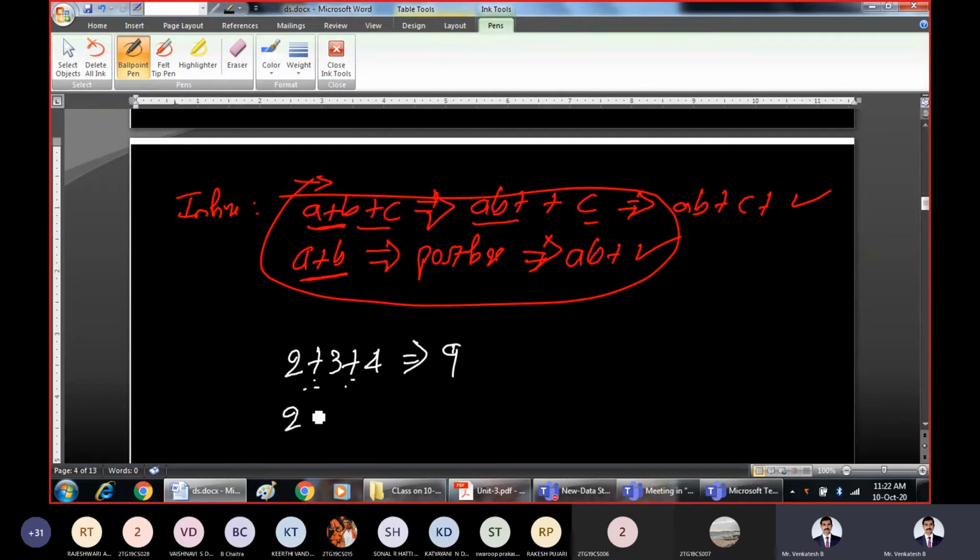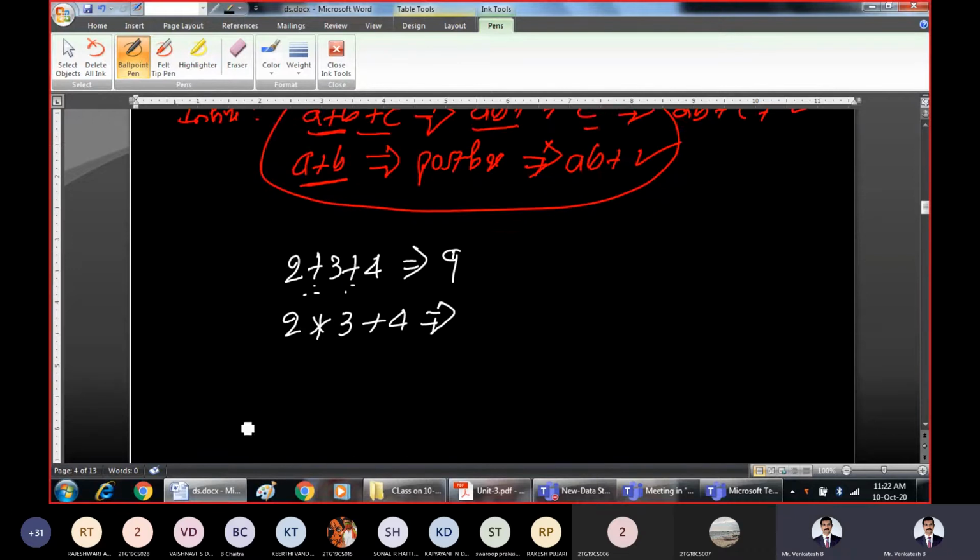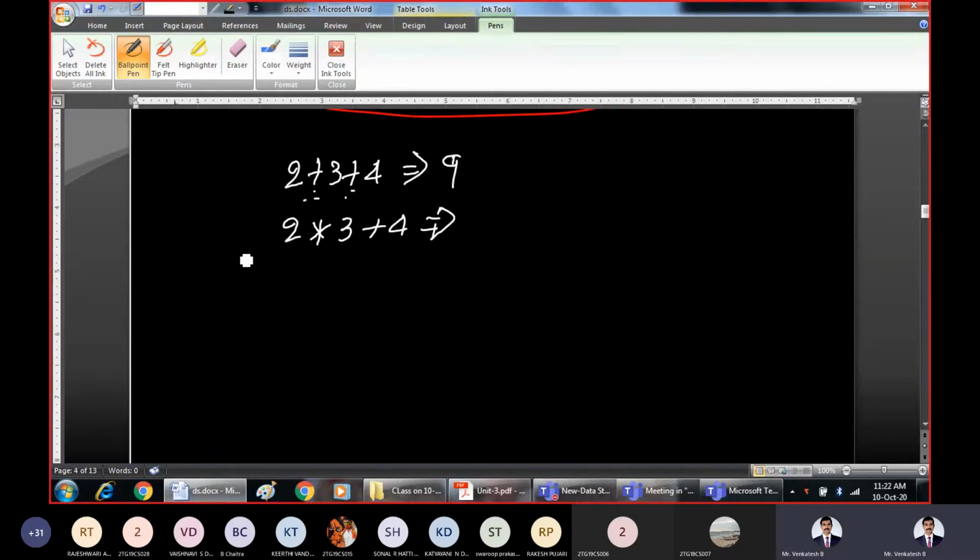So if I have an expression something like this, 2 into 3 plus 4, what will it give us as a result? Now you have to decide whether I should do star first or plus first, because the priority for multiplication is more compared to plus. In such a situation, we first solve the multiplication operator. 2 into 3 is how much? 6, plus 4 as it is. And 6 plus 4 is 10. This is the result when we have two different operators.